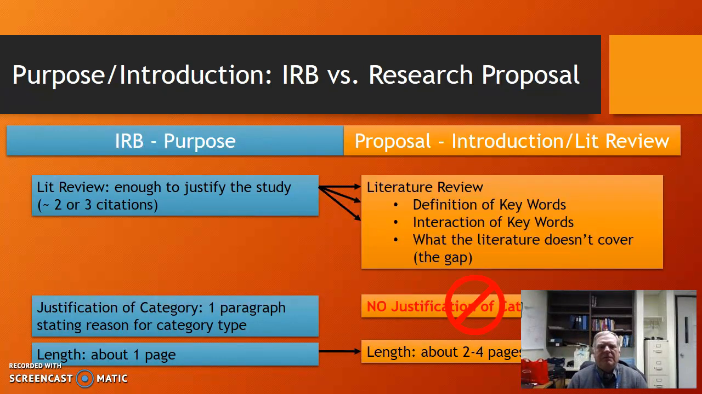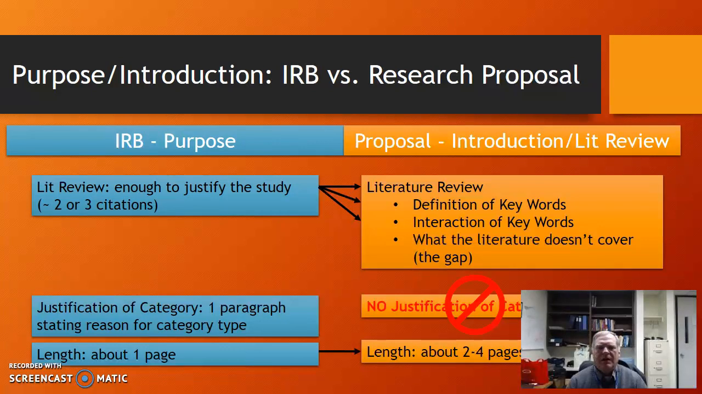In the IRB for the purpose or the lit review, you also justify the study, but you don't use very many citations at all. All you do is help support the purpose statement. In the research proposal, you go into much more detail. You define all the keywords that are in your research question. You talk about how those keywords interact. You talk about what's been done with those before. And you talk about what the literature doesn't cover. So you once more emphasize the gap before you finish up your literature review.